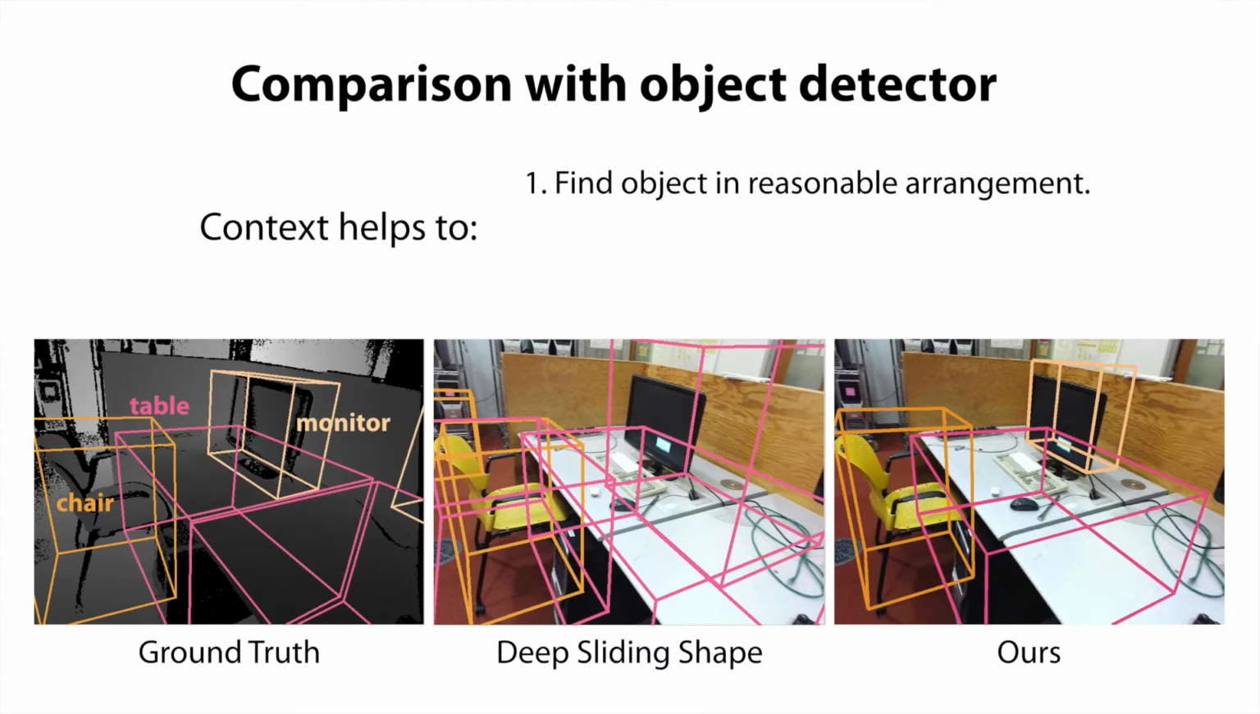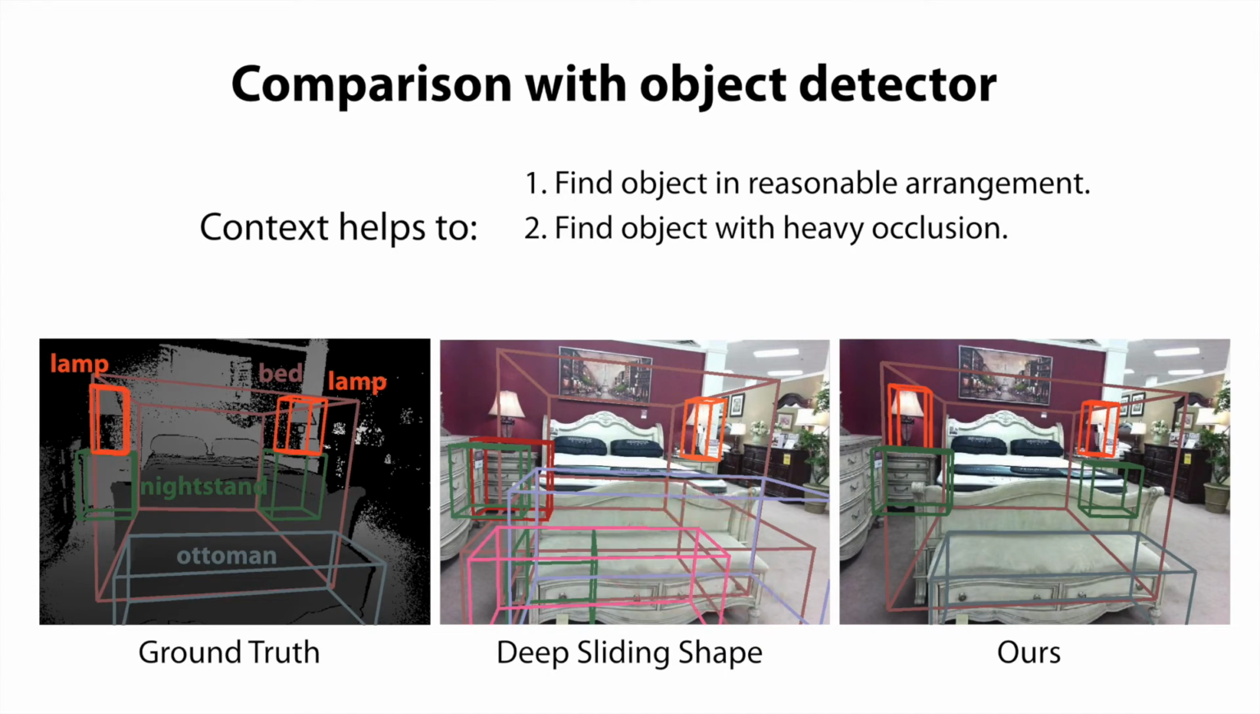We show some comparisons between our method and Deep Sliding Shapes, which is the state-of-the-art standalone 3D object detector that does not use context. Compared to object detectors that focus on local appearance, our method benefits from 3D contextual cues in many cases. First of all, context can remove false alarms that result in unnatural arrangements, such as a table on top of another table, shown here in the middle, and the nightstand and table here, at the end of the bed.